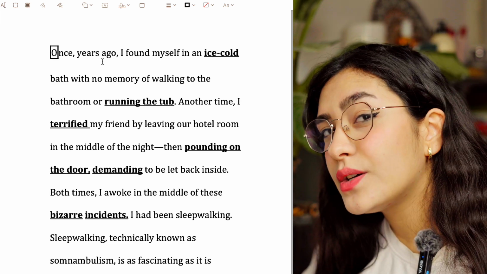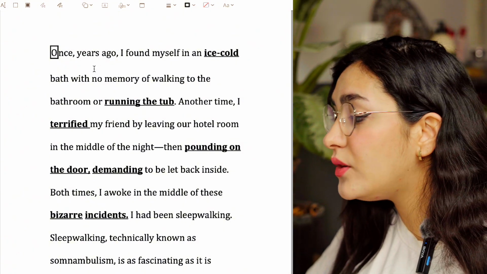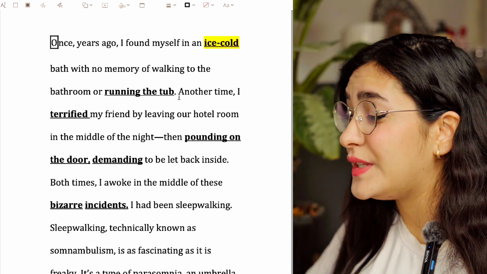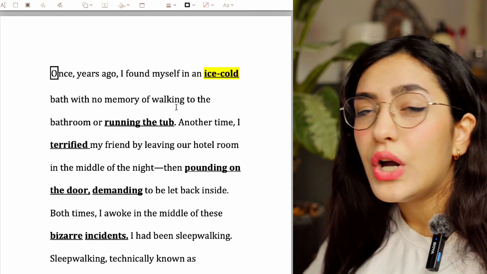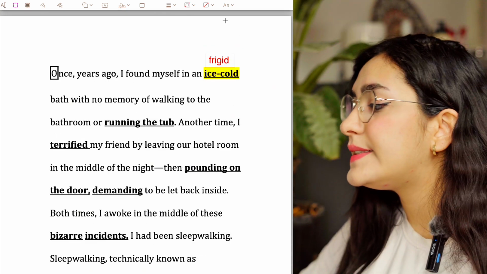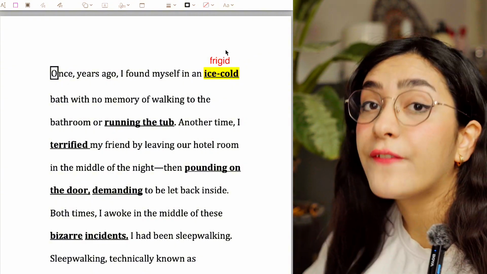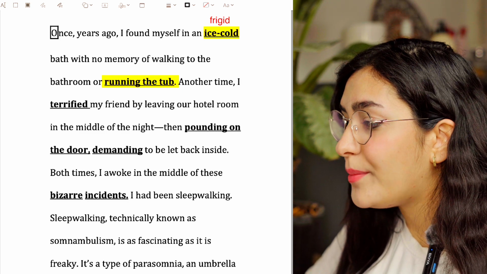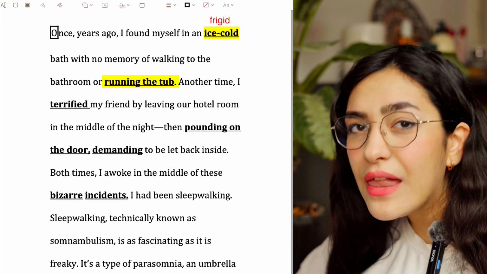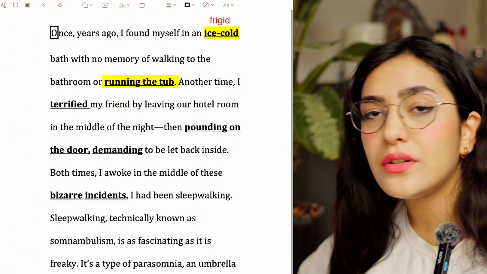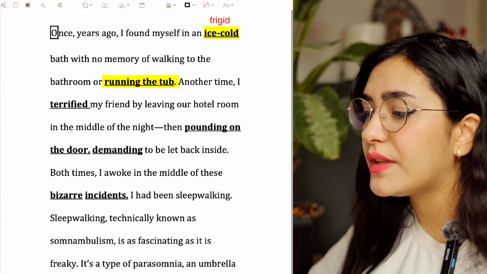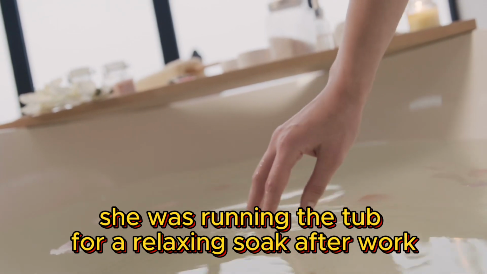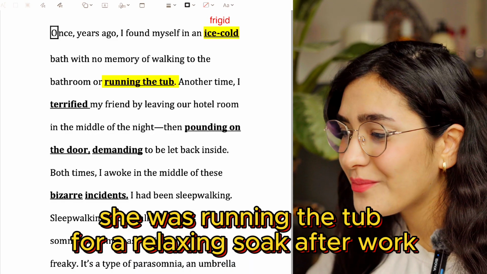So, what is ice cold? Ice cold is an adjective and it means extremely cold or very chilly. A synonym for this word would be frigid. Frigid, extremely cold. Running the tub means filling a bathtub with water. So filling the bath. A synonym would be filling the bath. She was running the tub for a relaxing soak after work.